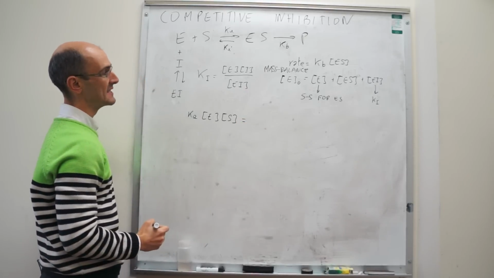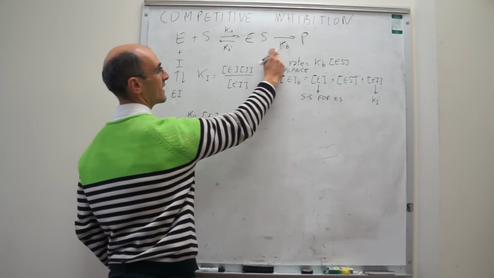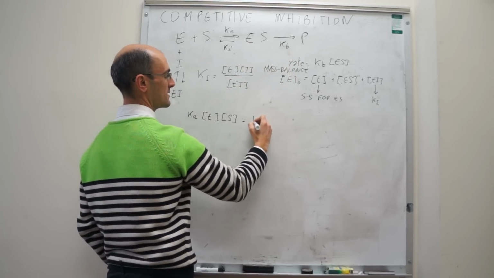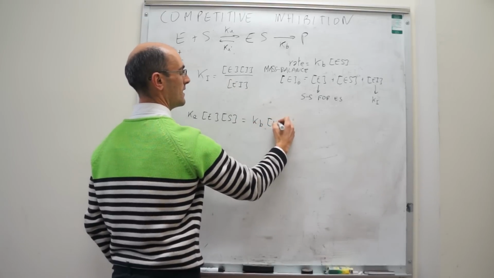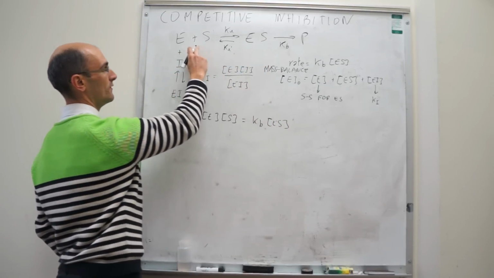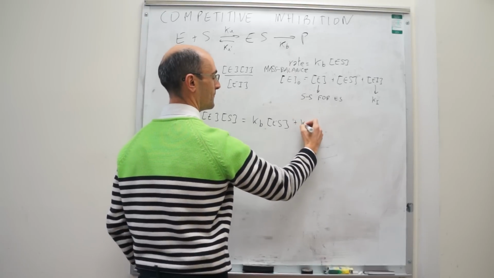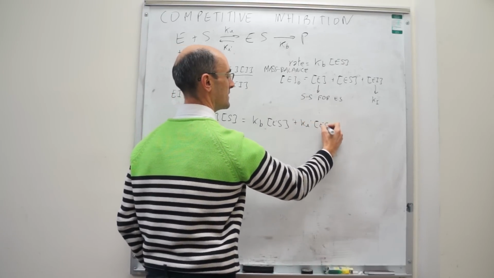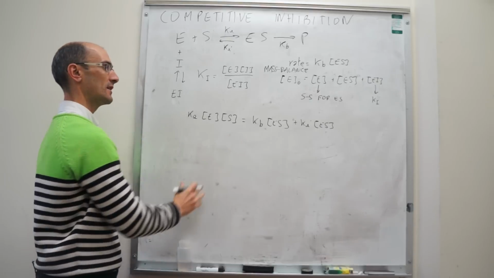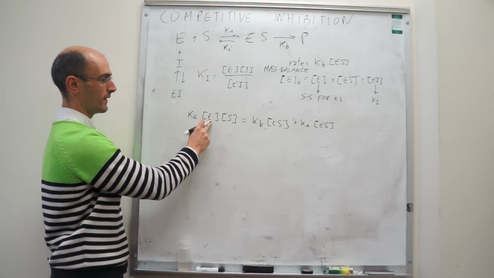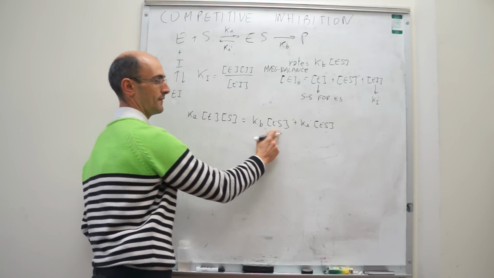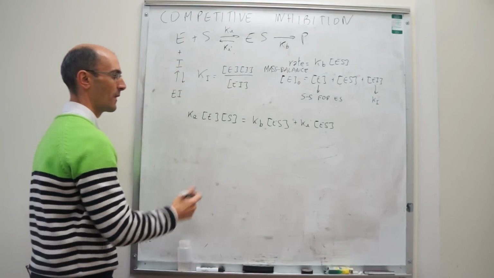Now, there's two processes that remove ES from solution. ES can react and go to products with rate constant Kb, and then ES can also fall back into reagents through rate constant Ka prime, concentration of ES. Right, so here we actually have again a way to figure out what the concentration of enzyme is as a function of ES, which is what we wanted to do.